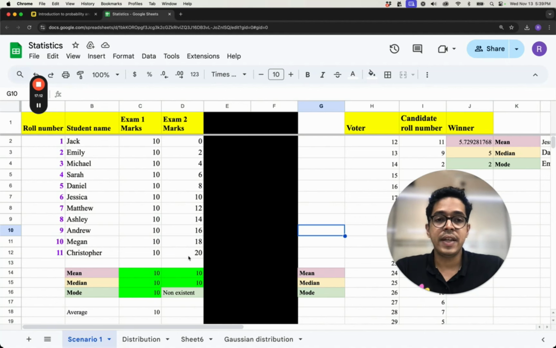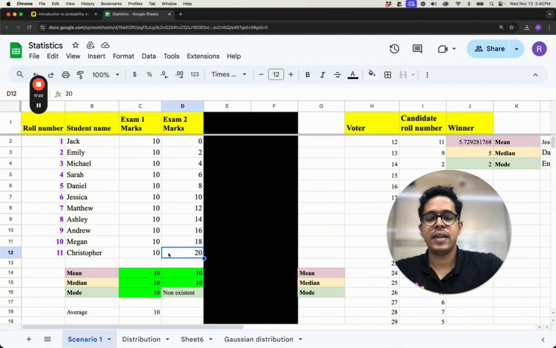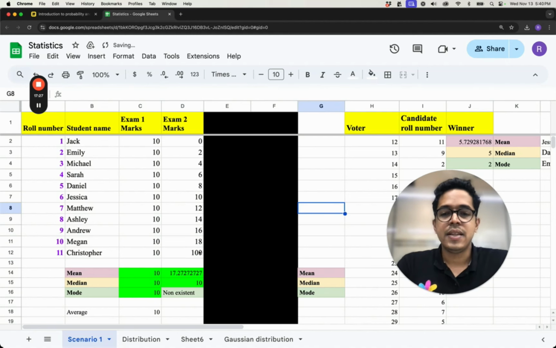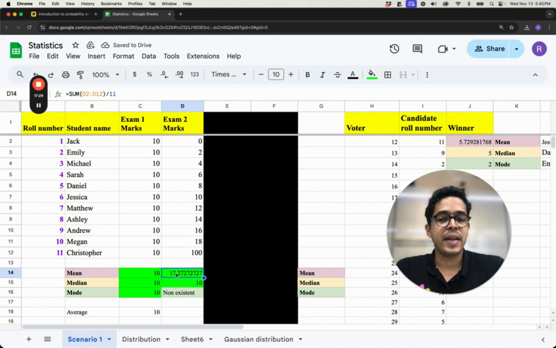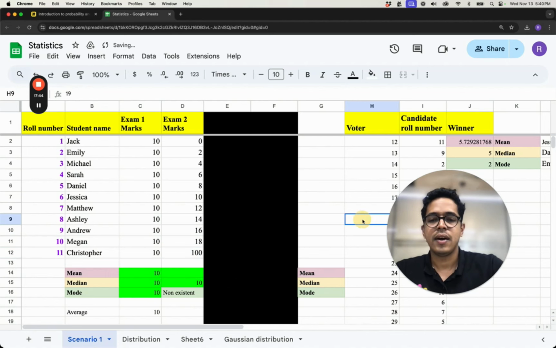If there is a tendency for huge deviation, sometimes median might be more useful than the mean. And here's the reason. Let's say Christopher, instead of scoring 20 out of 100, scored 100 out of 100, which means he single-handedly increased the mean of the class. If Christopher had scored 20, the mean would have been 10. But now the mean has not doubled, but it has increased by 70 to 80% because Christopher scored 100 instead of 20, right?